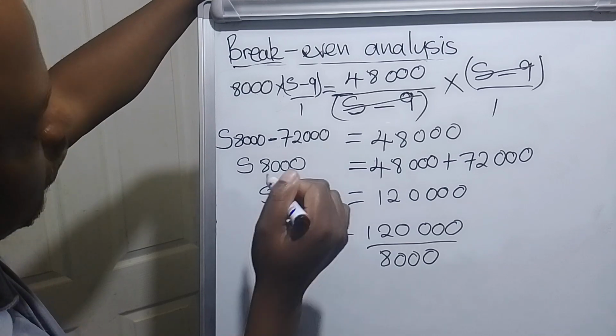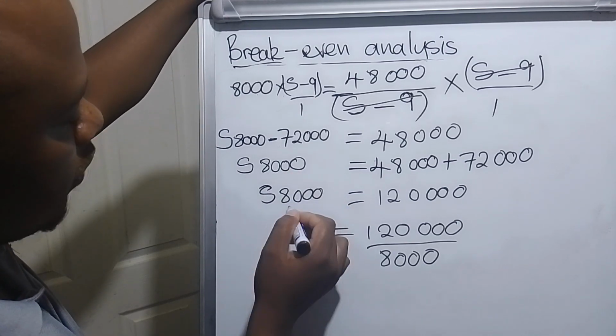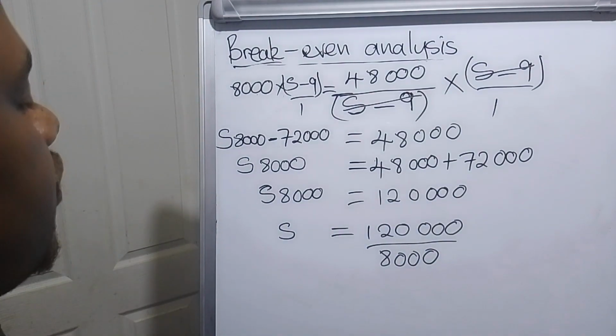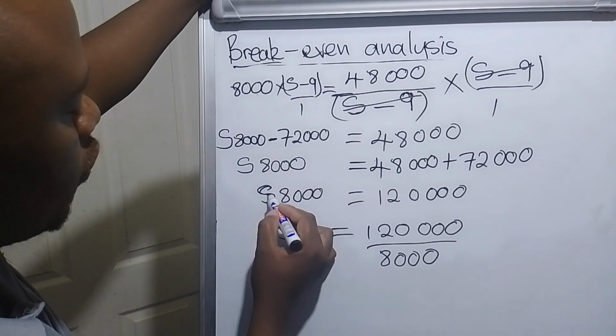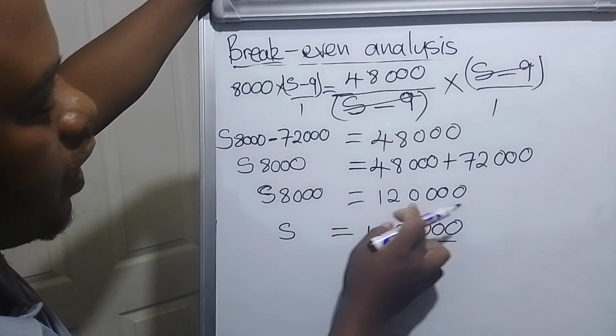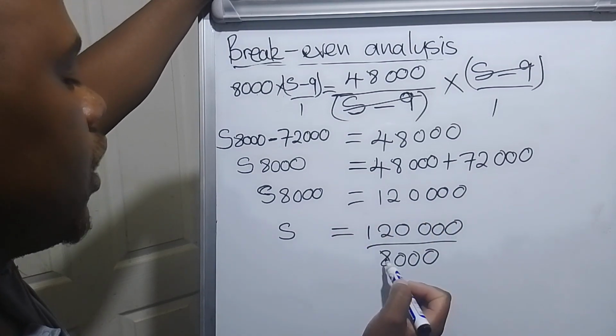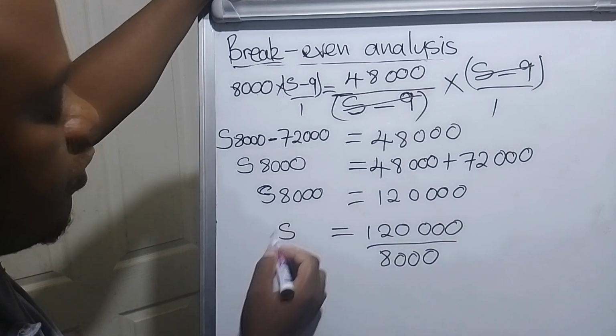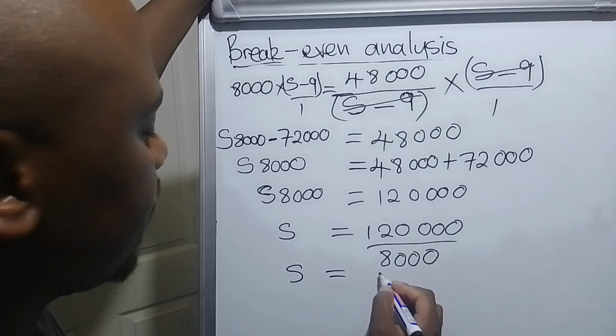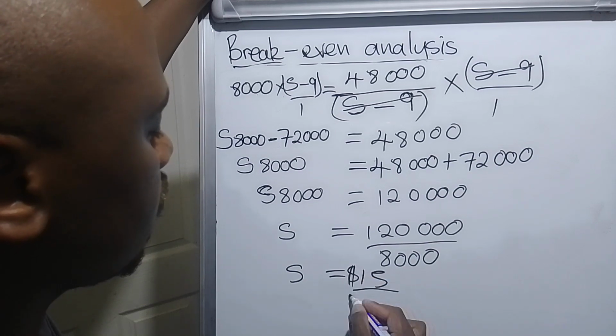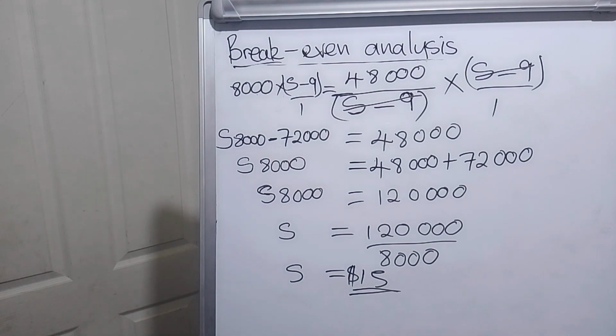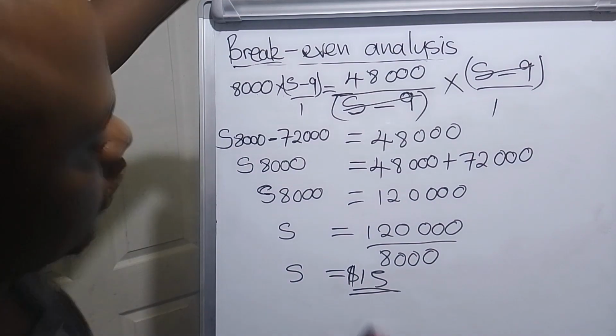The law of equations: if we take a figure from one side to the other side, its sign changes. So 8,000 is a multiplying factor this side. If it goes that side, it becomes a division factor. So now it's dividing 120,000, then this S remains like that. So S becomes $15. Okay, as easy as this, our selling price per unit is $15. So we've played around with the formula for the break-even point, and it's very easy. Okay, that's it. Let me try to wrap this one.